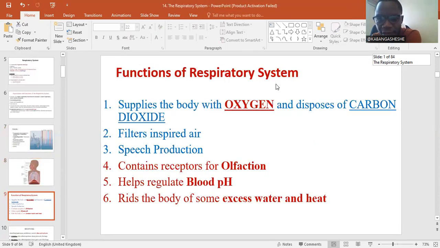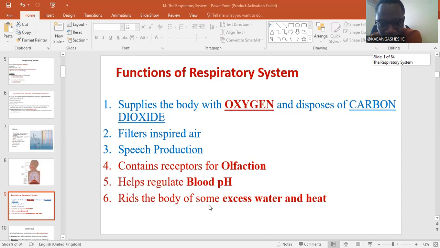So what is the function of the respiratory system in general? Number one, supply oxygen and remove carbon dioxide. Next is filter air. So the air that we are inspiring must be cleaned. Next is helping in the production of speech. Then receptors for olfaction. So the ability to smell is a function of the respiratory system because of the cells found in the nose. Then it helps to regulate blood pressure by removing excess carbon dioxide.